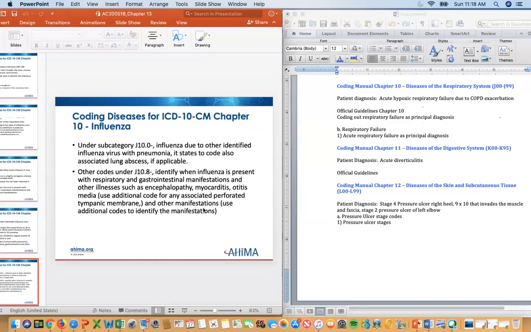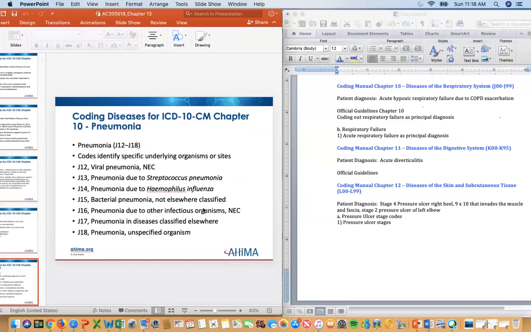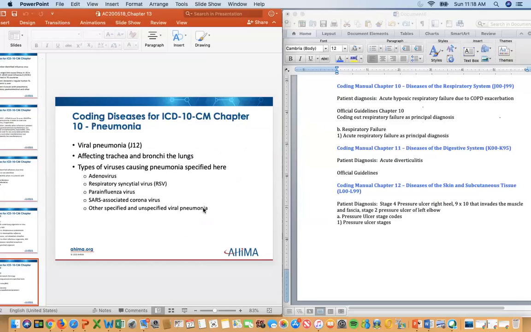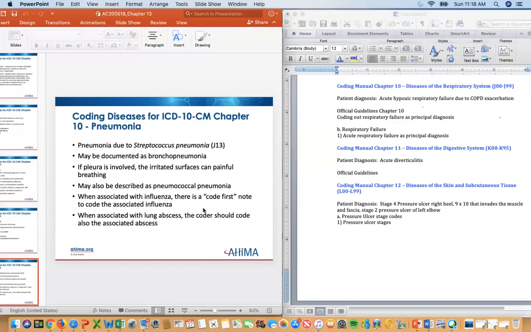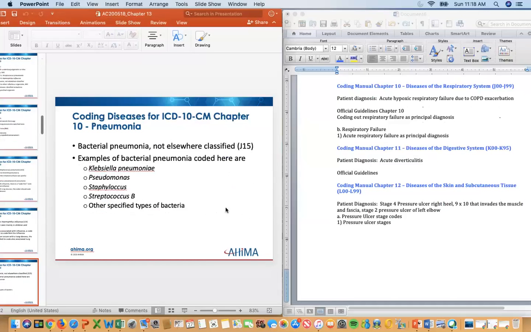So again, these are the notes that you will find throughout the chapters in your official guidelines for respiratory diseases. My thought process is I can read through all of these, and you can read through all of these until you start to apply them to an actual diagnosis, then you will understand. It is good, though, to just be aware of the different guidelines. So bacterial pneumonia, not elsewhere classified. Examples of bacterial pneumonia coded here are Klebsiella, Pseudomonas, staph, strep, and other types of bacteria. Remember, that is your bacterial pneumonia.